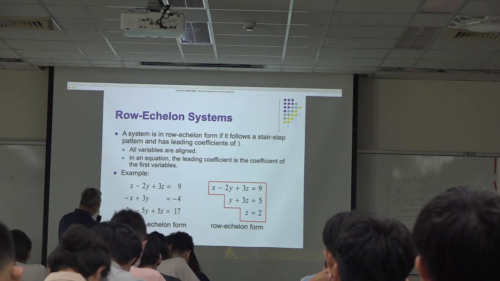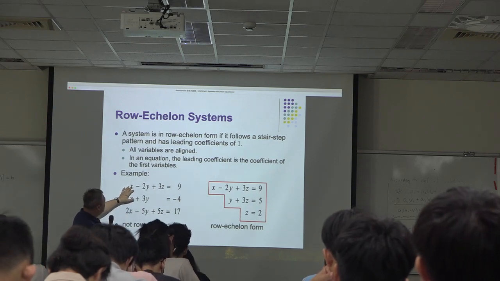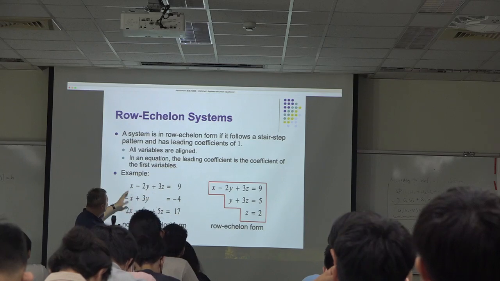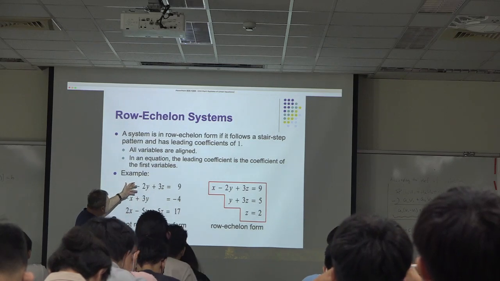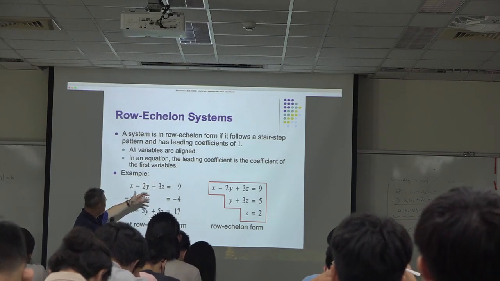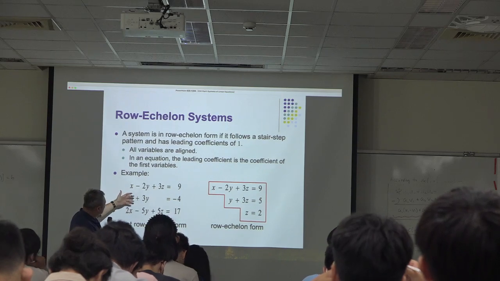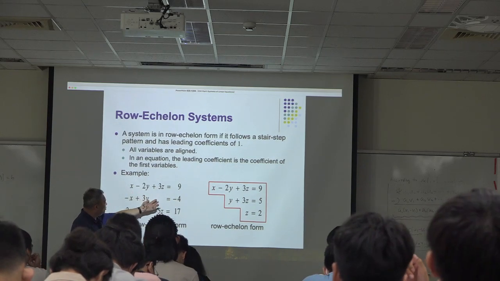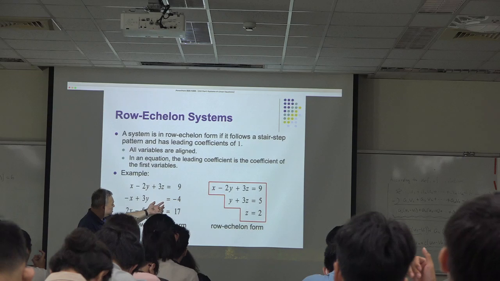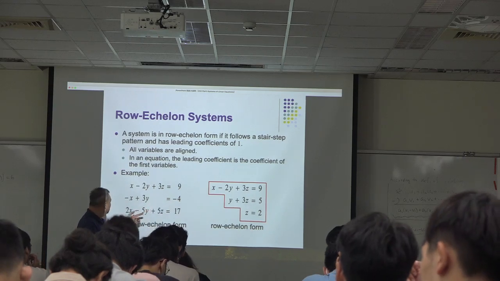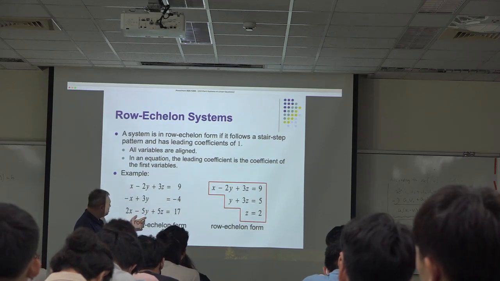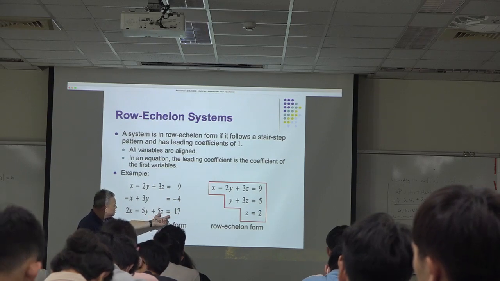So in this example we have three variables x, y, and z. The first one, x minus 2y plus 3z equal to 9. The second one is minus x plus 3y, the z coefficient is 0, equal to -4. And 2x minus 5y plus 5z equal to 17.